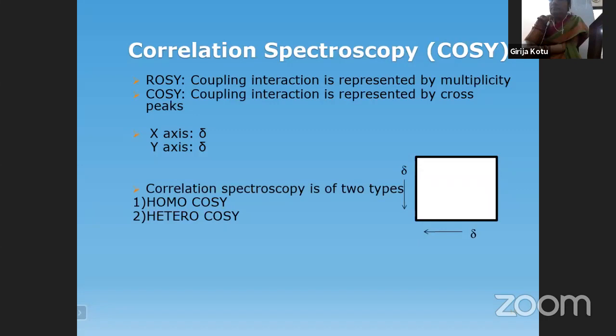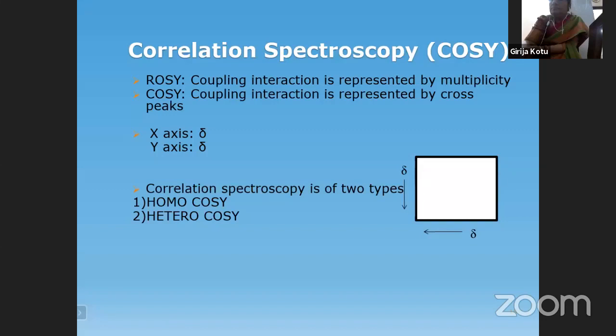So here we don't find any J values. Hence both the axes refer only to delta. X-axis refers to delta and Y-axis refers to delta. Then you might have a doubt: what is this delta on both the axes, X-axis as well as Y-axis?